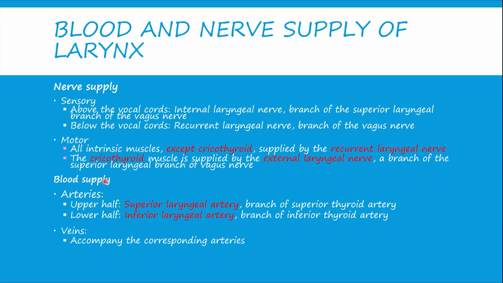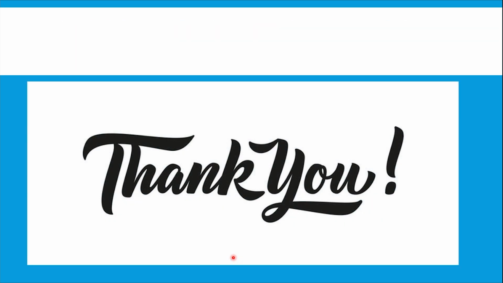And there is also the blood supply. Arteries: the upper half is supplied by the superior laryngeal artery, which is a branch of the superior thyroid artery, and the lower half by the inferior laryngeal artery, which is a branch of the inferior thyroid artery. There are also veins, which accompany the corresponding arteries.